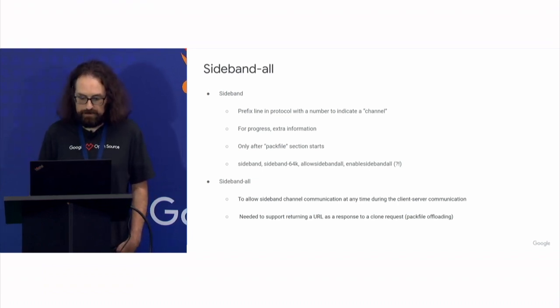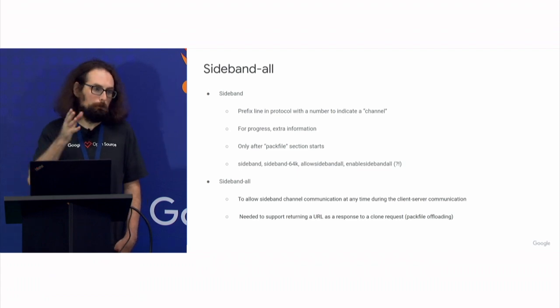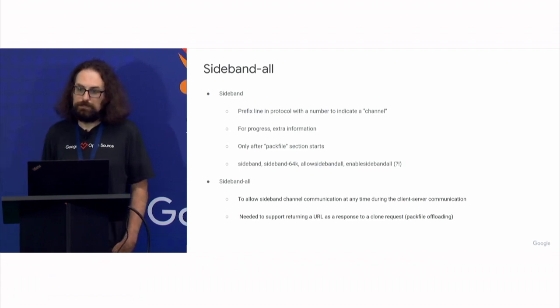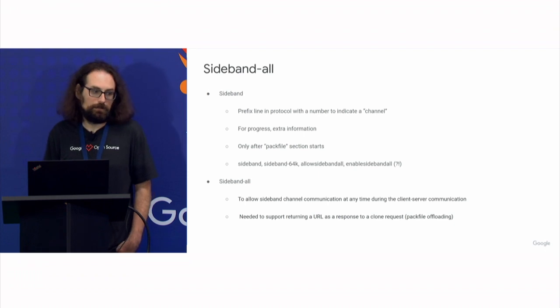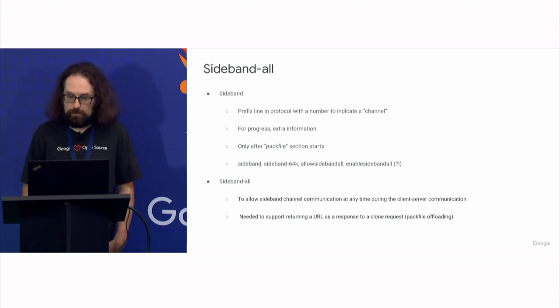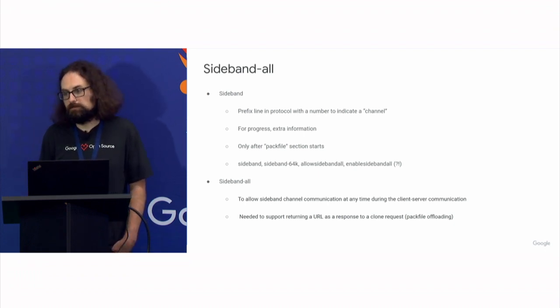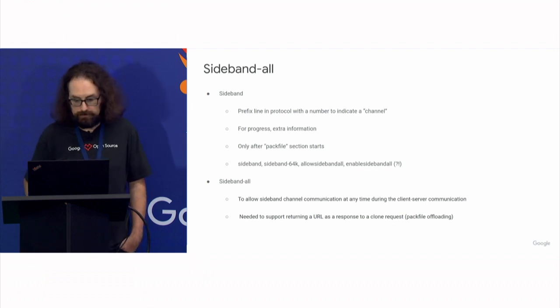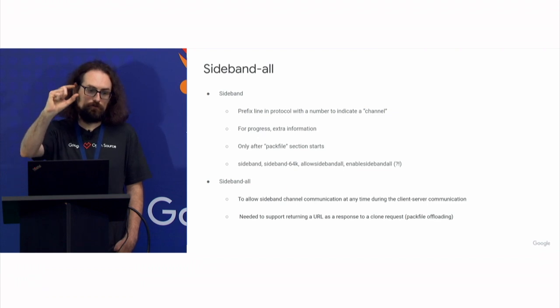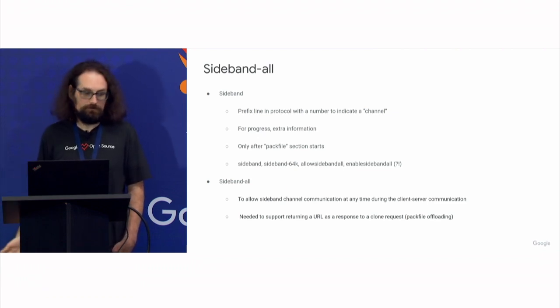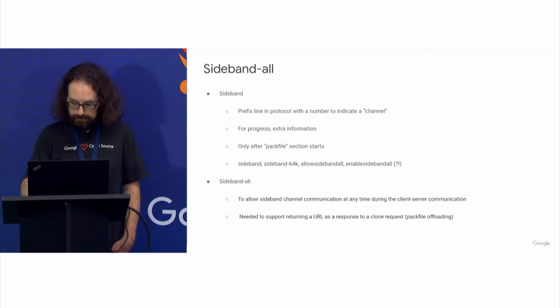And sideband all is basically put a sideband indicator, a number on every line, which means that now we can put sideband messages at any point in the communication. And this is important because when we want to implement pack file offloading, we need to introduce a new section in the answer, and for that we need that extra flag before sending the pack file.